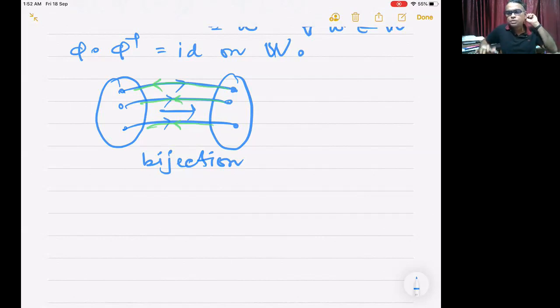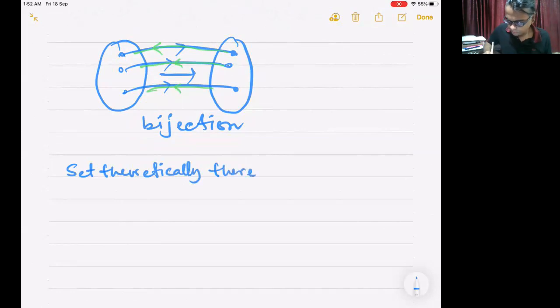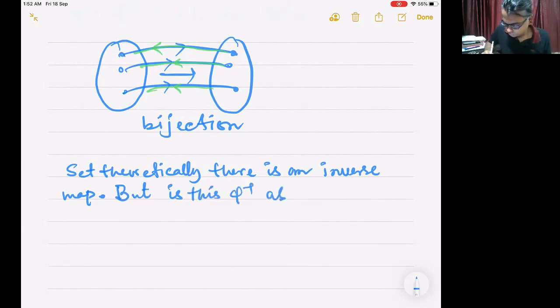So bijection means that there's this one-to-one correspondence. And in our case, when we have a linear map which is bijective, we can immediately assign an inverse map. Now the important question here is, is this phi inverse also linear? Set theoretically, there is an inverse map. But is this phi inverse also a linear map, provided phi is linear?